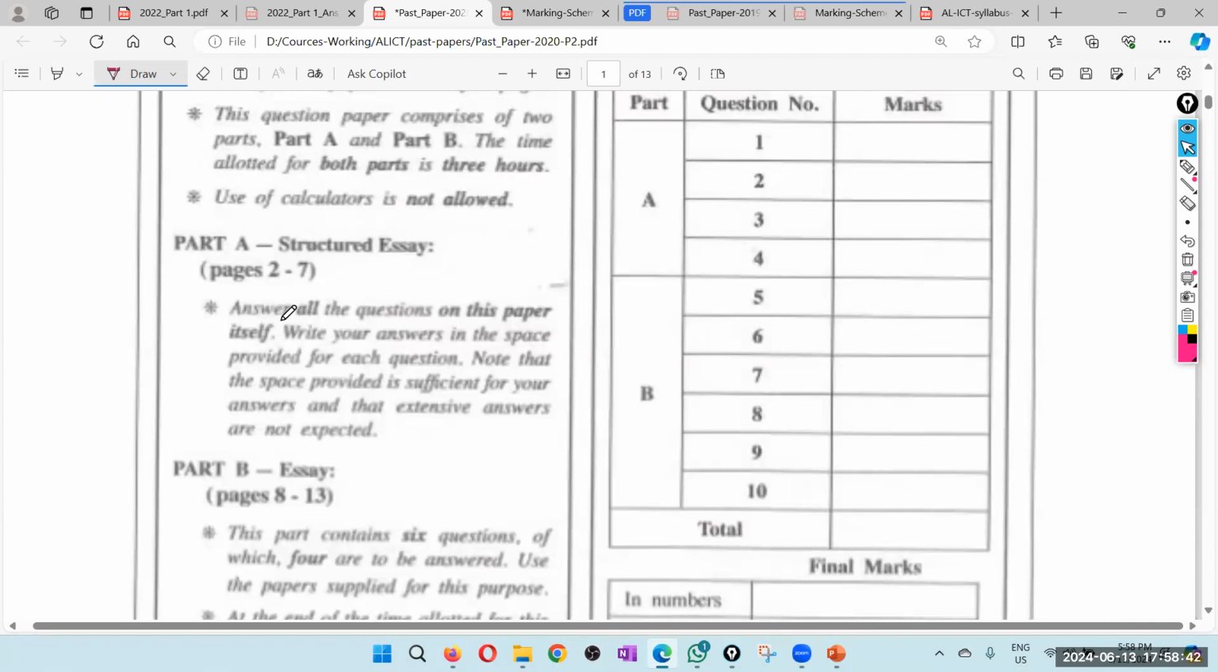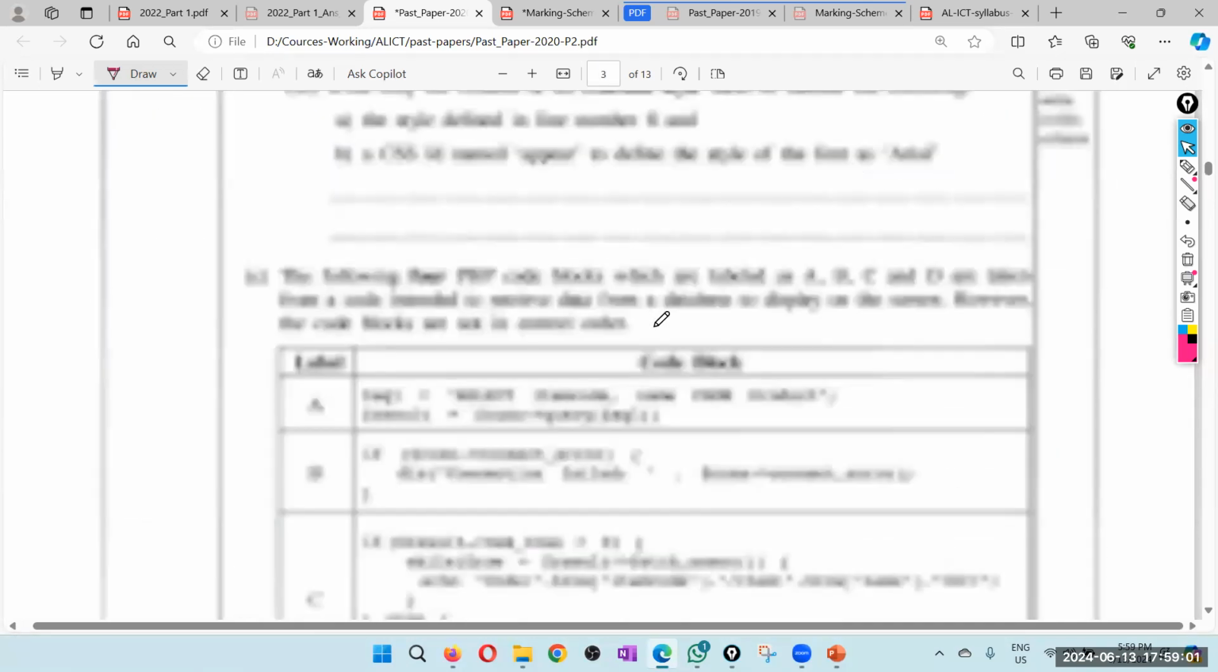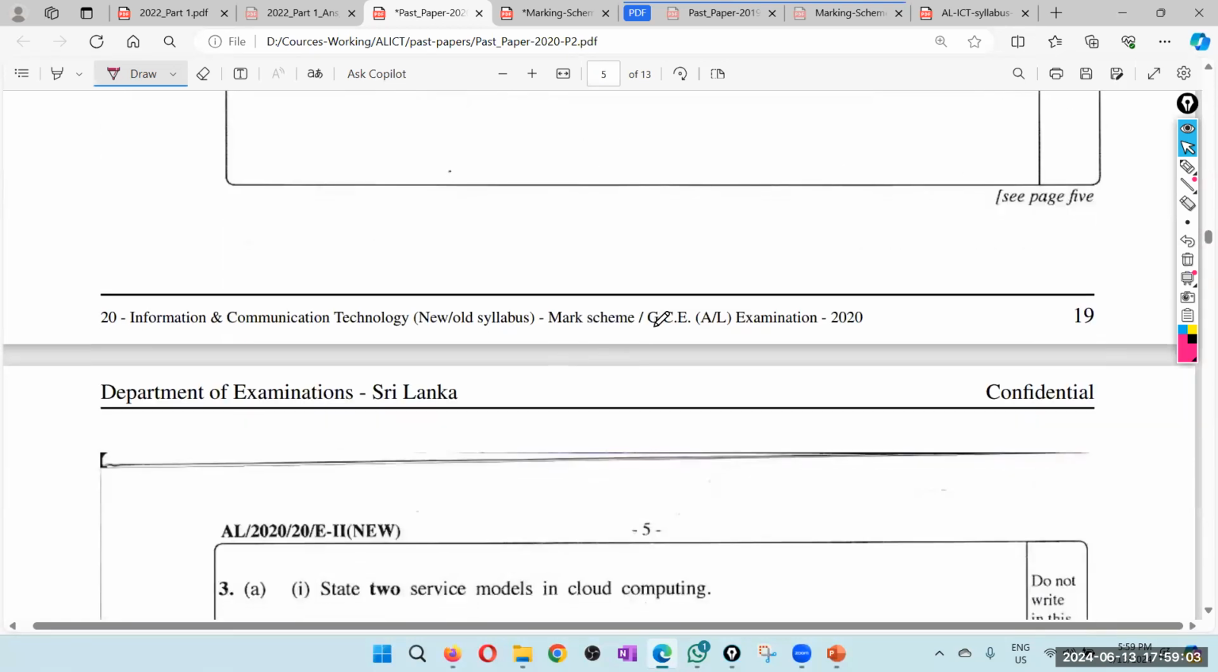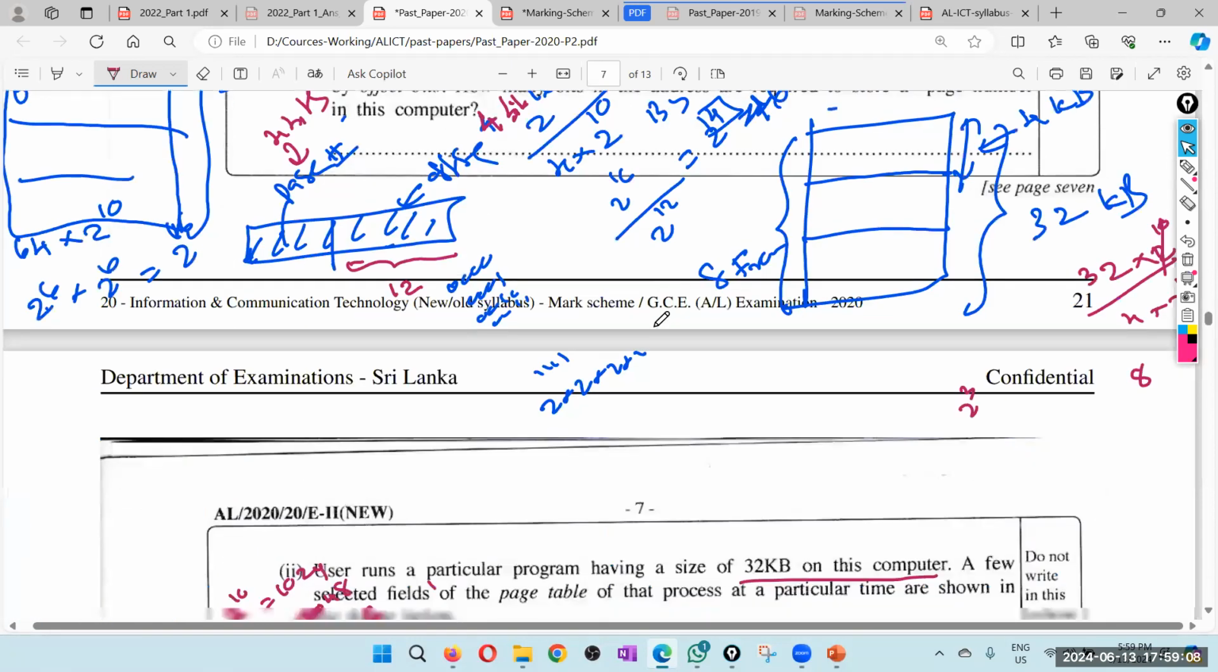So answer all the questions. Okay. Part A. You can't say that, okay, this question is tough, I will do the other one. Of course, in part B you can select. You can select 4 out of 6. But here you get 3 questions, you must answer all 3. Right. So let's move on to our next question.